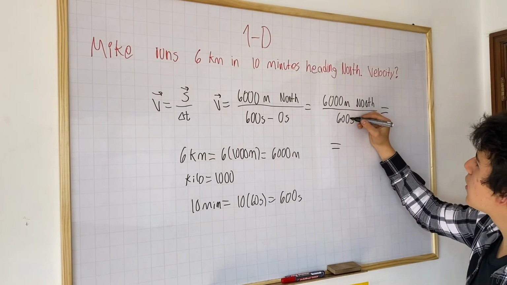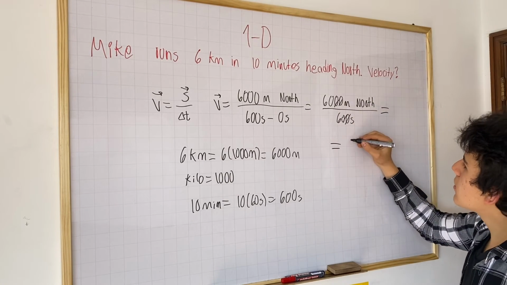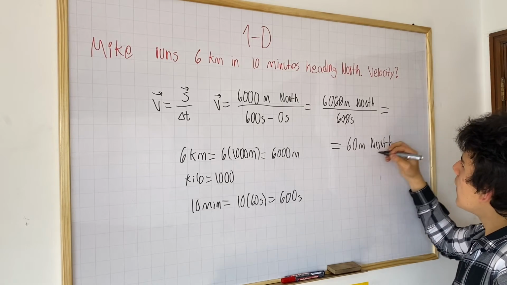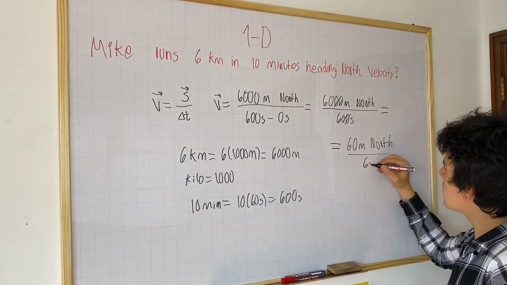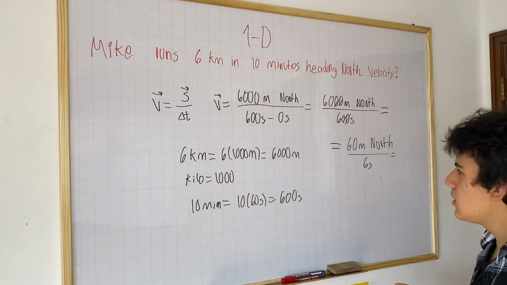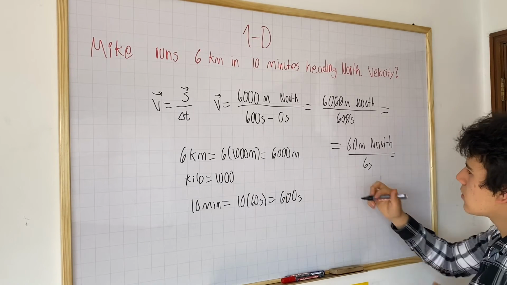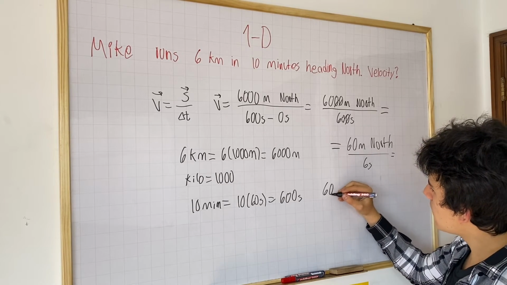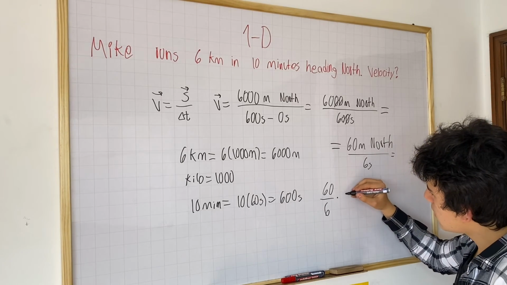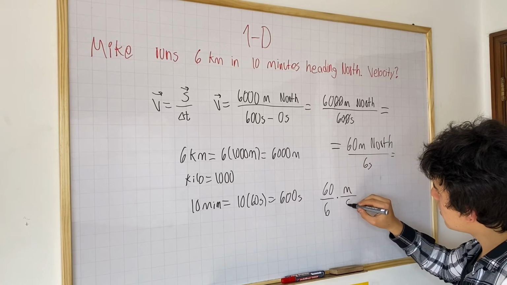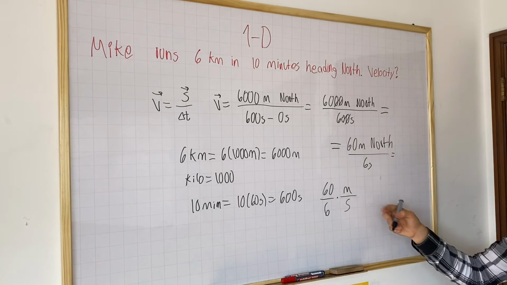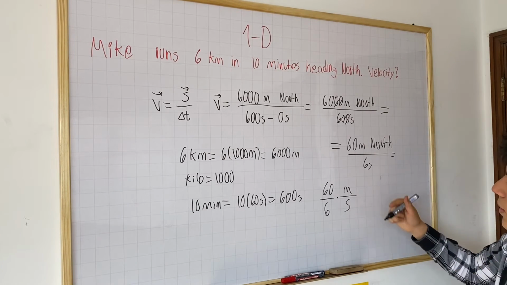And now this would be equal to, we can cancel out the zeros, and we would get 60 meters north divided by 6 seconds. And now we're going to do the game of the units. So I'm going to go down here. We would have 60 over 6, and now you would have meters divided by seconds. North is just simply outside, okay? That's not something we're going to be playing with mathematically. So now let's solve this.